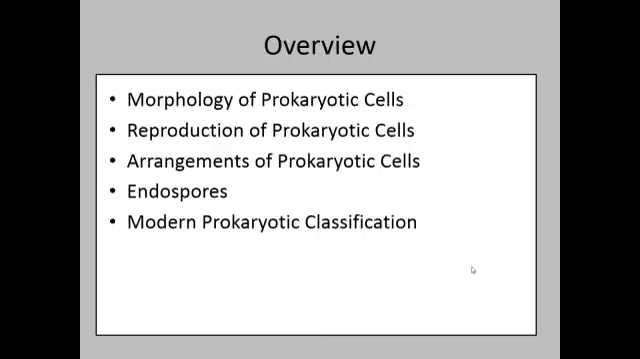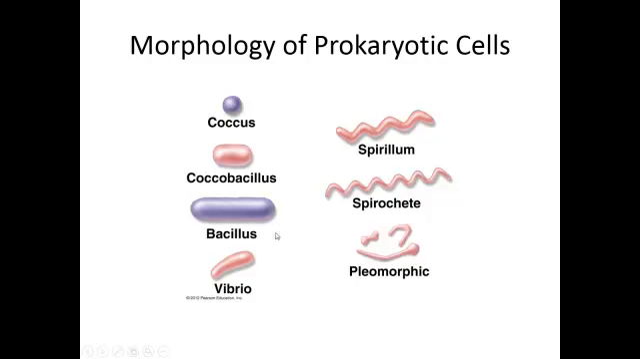In this recorded lecture, we're going to cover the morphology of prokaryotic cells, reproduction of prokaryotic cells, arrangements of prokaryotic cells, endospores, and modern prokaryotic classification. Prokaryotic cells, most commonly, come in the following shapes. If they're round or spherical, we call them coccus. The plural is cocci. And then I'm going to skip down here to rod-shaped, which is bacillus.